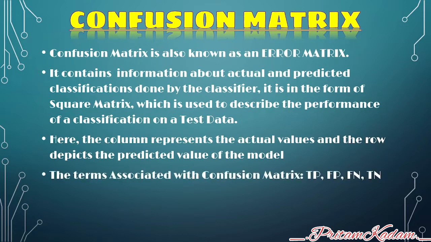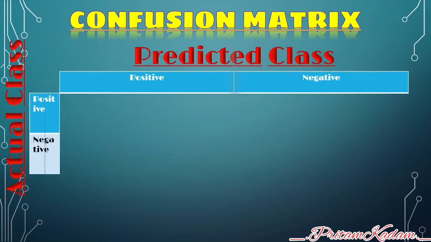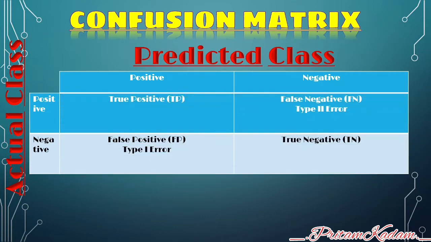It doesn't matter how you write those, but it is important how you associate the terms TP, FP, FN, TN, that is true positive, false positive, false negative, and true negative. We will learn about that by using this diagram. So we have the predicted class, the positive and negative, and actual class with positive and negative.